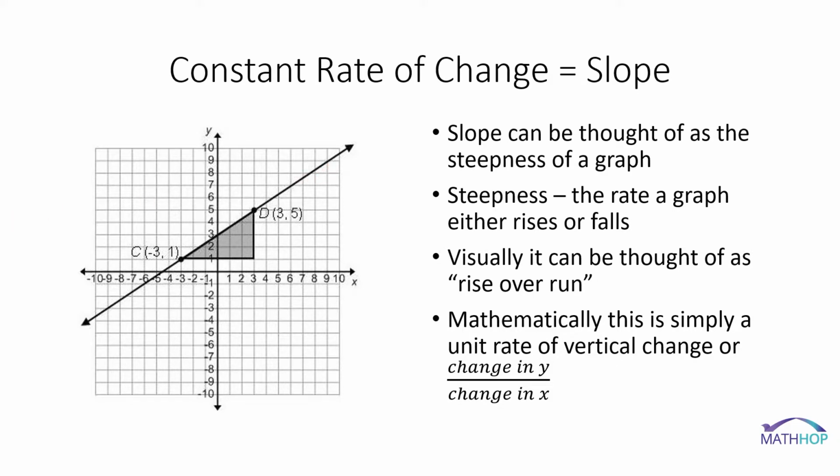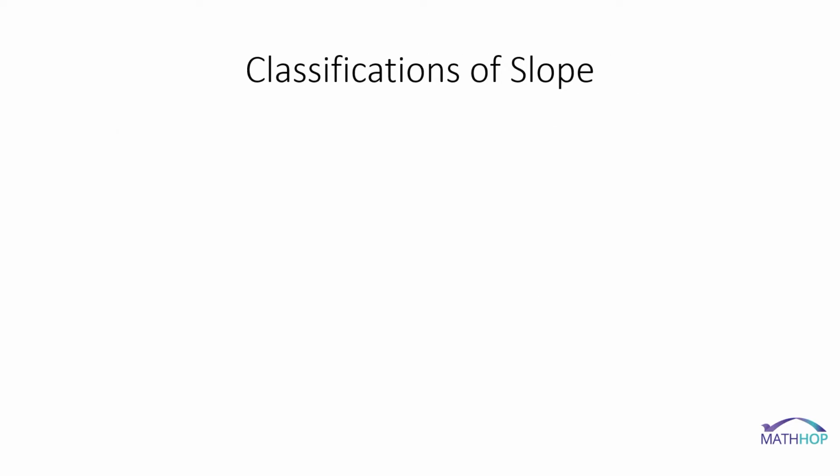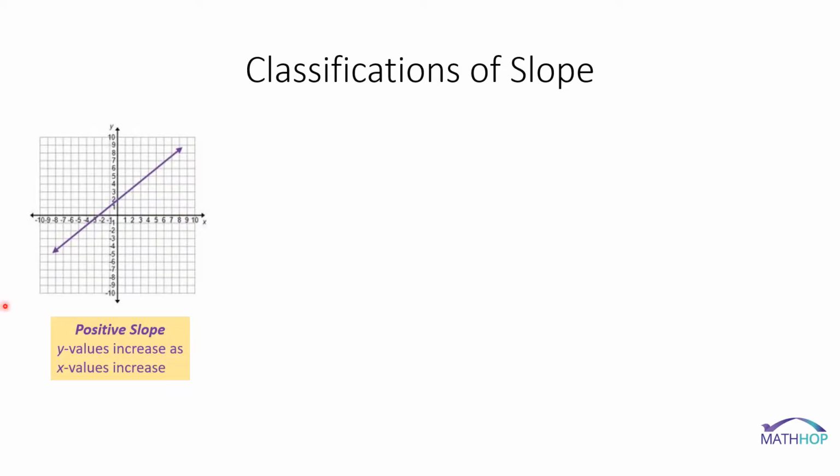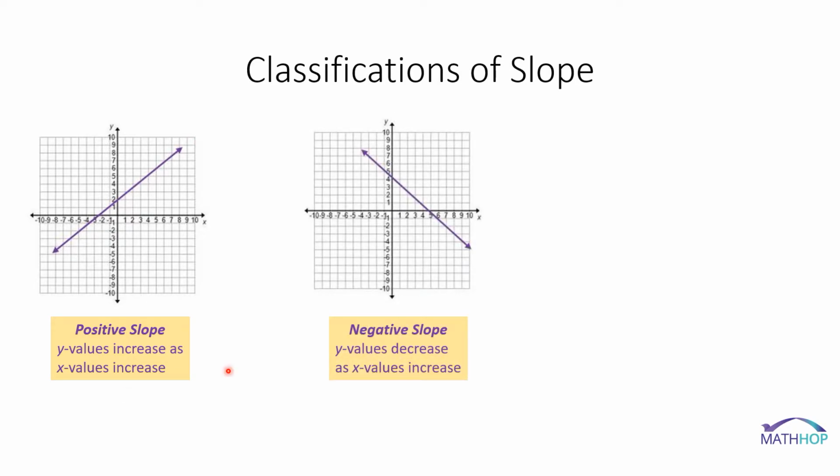Let's look at some classifications of slope. We're going to look at 3 of them right now. You can have a positive slope where as your x values increase, your y values also increase. This line rises as you travel to the right. You can have a negative slope where the opposite happens. The graph is falling as you go to the right. As the x values increase, the y values decrease.